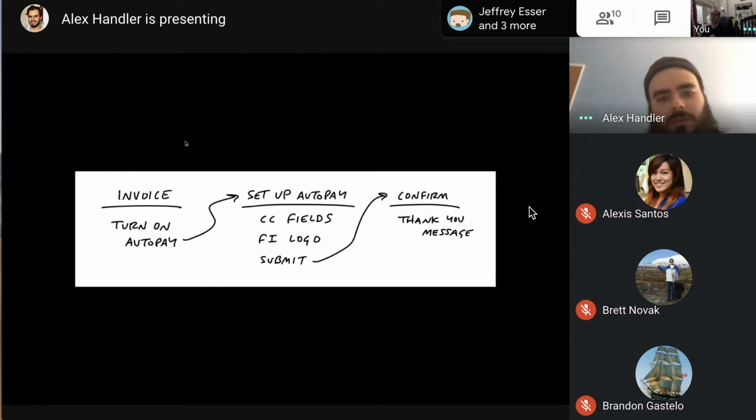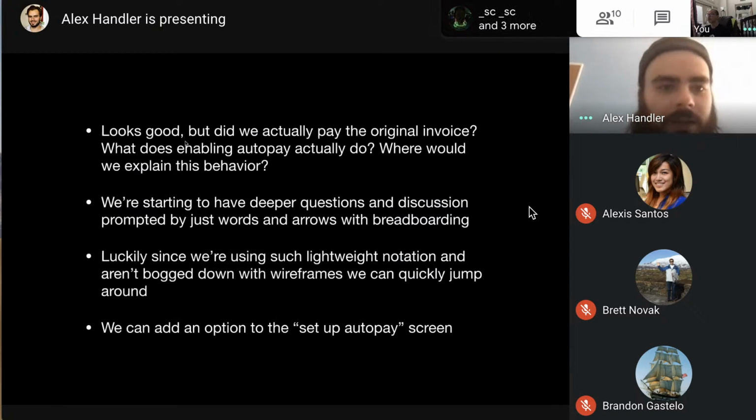So, we can see how this can sort of go on indefinitely. We started at the invoice, we discussed that we need to turn on autopay, we move over to set up autopay, then we have all of these affordances underneath it, and credit card fields that they can interact with, logos, they click submit. That brings us to the confirm place, which has a thank you message, because copy is also an affordance.